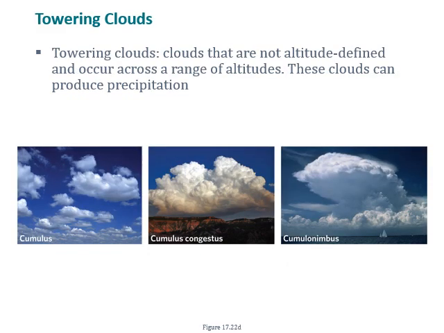Additionally, we have towering clouds, which are not altitude defined, meaning that they occur across ranges of altitudes and can produce precipitation. These would be the cumulus clouds: cumulus, cumulus congestus, and cumulonimbus. Cumulonimbus indicates sort of lateral movement of the cumulus cloud.